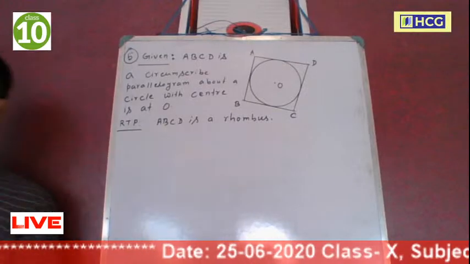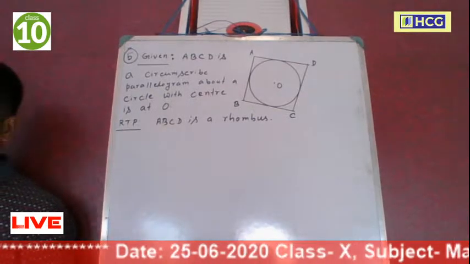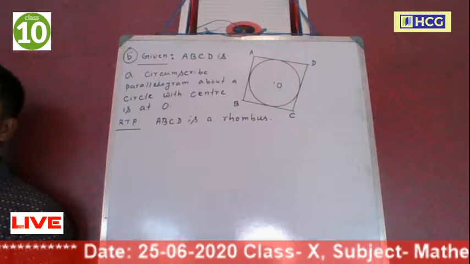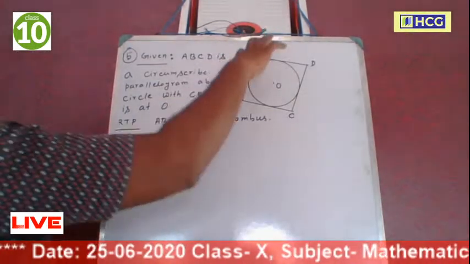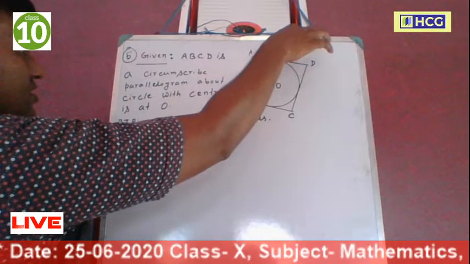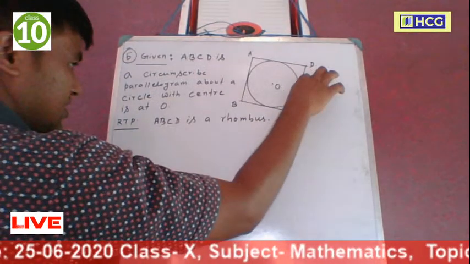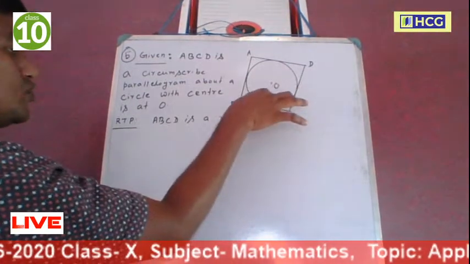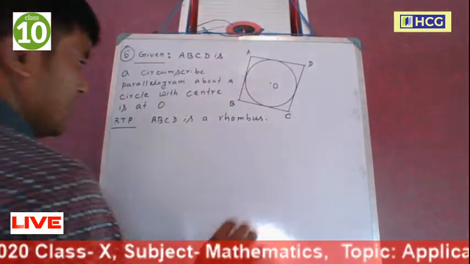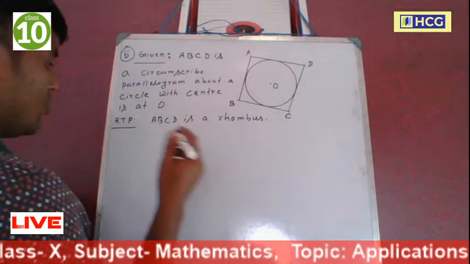If in a parallelogram the lengths of two adjacent sides are equal, then the parallelogram is a rhombus. Here AB and AD are adjacent sides, AD and CD are adjacent sides, and BC and CD are also adjacent sides. If AB equals AD, or AD equals DC, or DC equals BC, or BC equals AB, then the parallelogram ABCD is a rhombus. Proof.